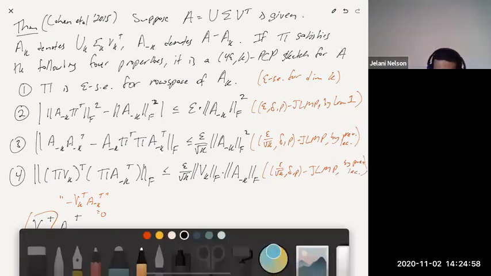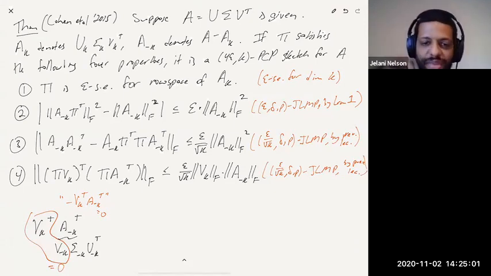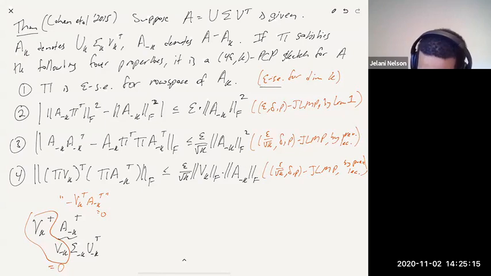Okay, so I know that maybe it looks scary. It looks like a mouthful. There's a lot of stuff, a lot of symbols, but basically, again, as I said before, it just boils down to two things. What are the dominant things here? The dominant things are, one, you need to be an epsilon subspace embedding for dimension K.